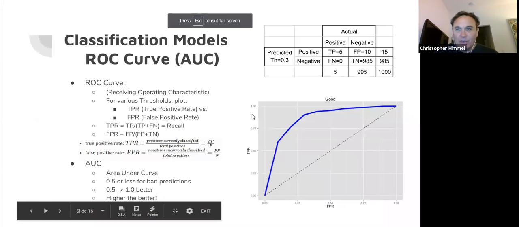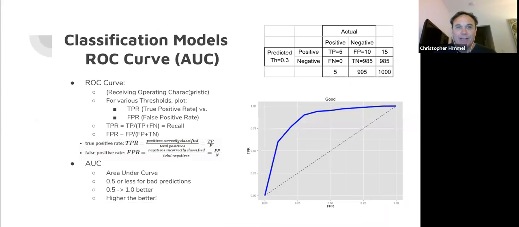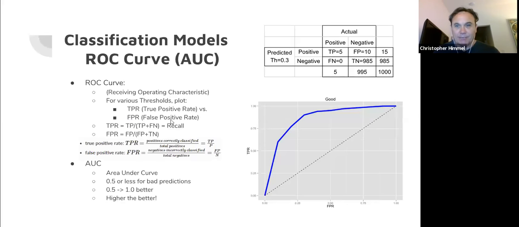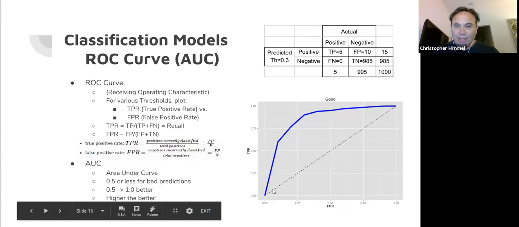So in our ROC curve, it's called the receiving operating characteristic. I'm not sure why it's called that, but that's the technical name. What you do for this curve is you take the true positive rate and put it on the y-axis, and you put the false positive rate on the x-axis. And then you do a scatter plot, or a line plot, connecting the lines.